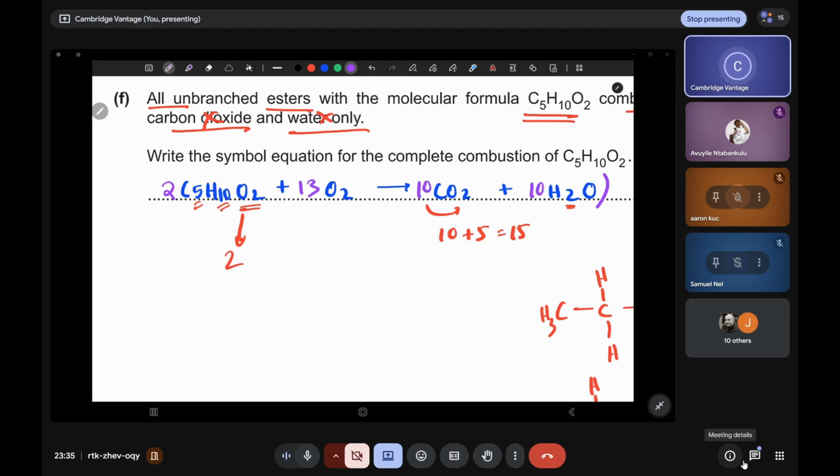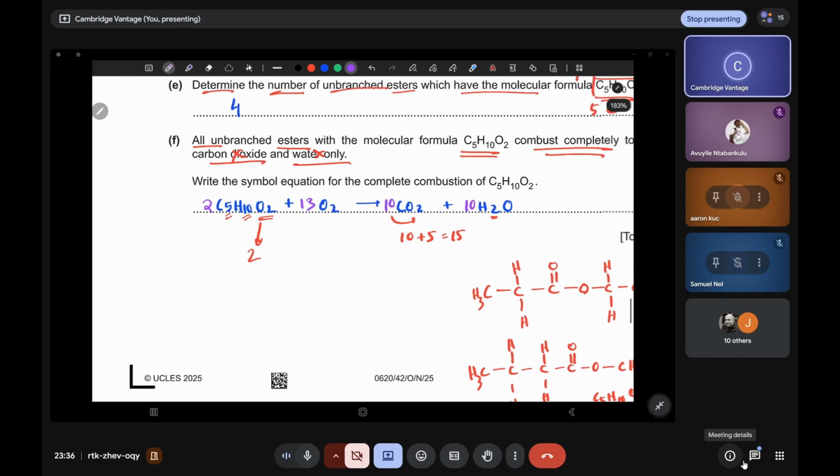Now, technically in the mark scheme, they do say fractions are allowed, but in the answer space, they always write whole numbers. When you go to A Levels, then they start including fractions, but for IGCSE, I've never seen them write fractions. They might accept it, but let's not take the chance. So this is the combustion equation that we have over here.